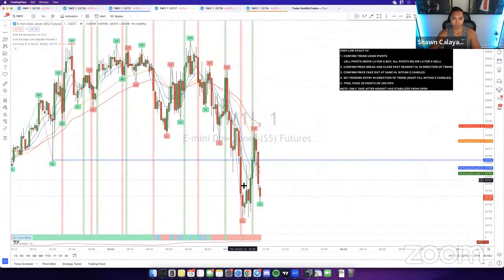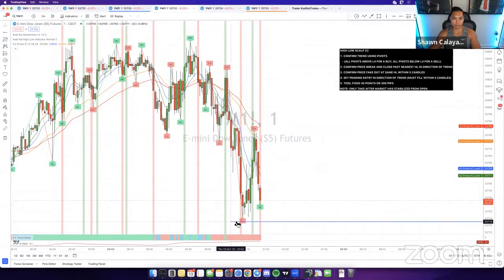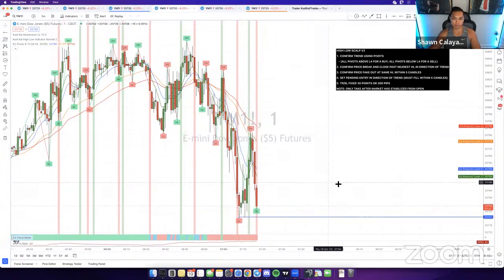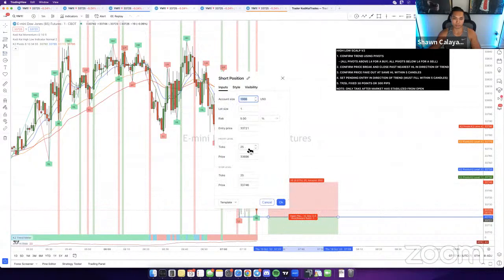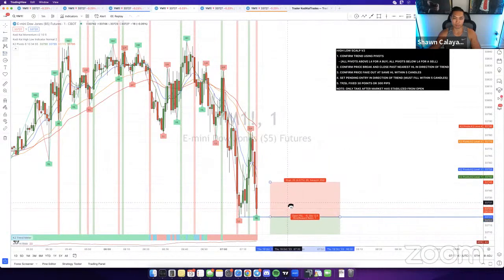So let's see, this candle broke and closed below 1, 2, 3, 4, 5. There's no entry here for this lower low. The next opportunity is going to be this low right here. So again, we might have another opportunity for a high-low scalp V2. Just keep an eye out for this right here. ATR is currently at 23, so I'll probably do 25 for now.